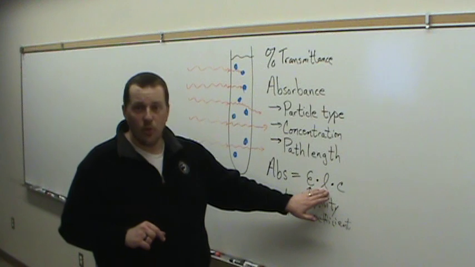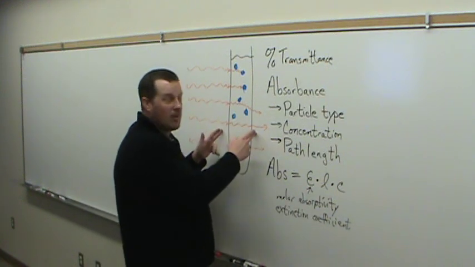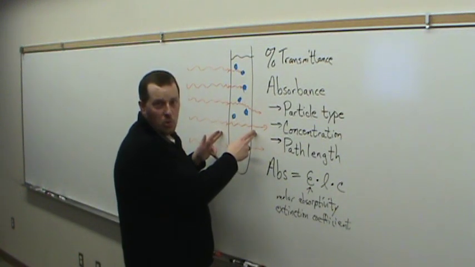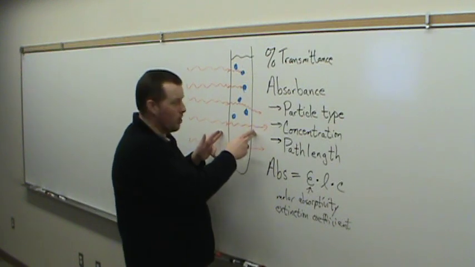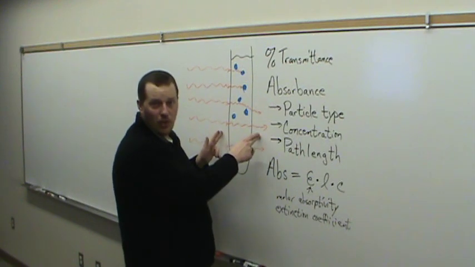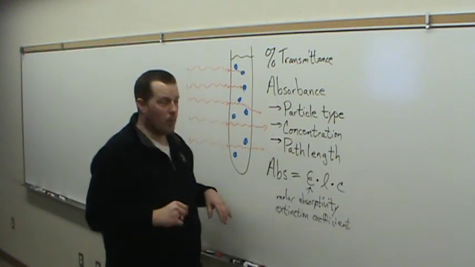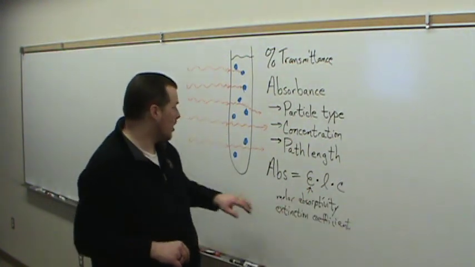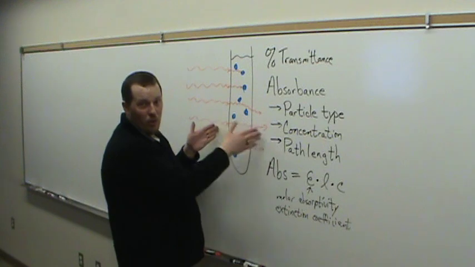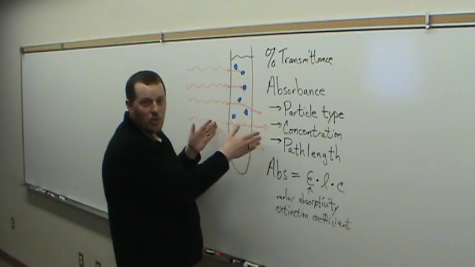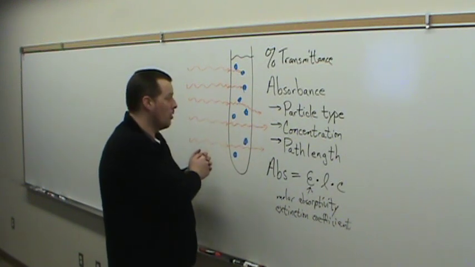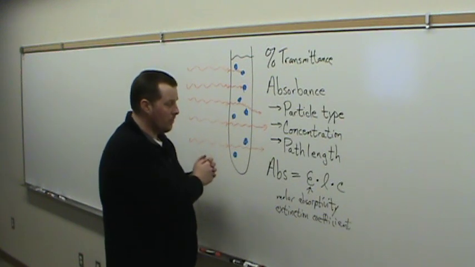The path length, L, which tells us how far that photon has to travel through solution in order to get out and be observed on the other side. And the concentration of absorbing particles, C, which again gives us an idea of how likely it is that a photon is going to be able to pass through the solution we're observing.